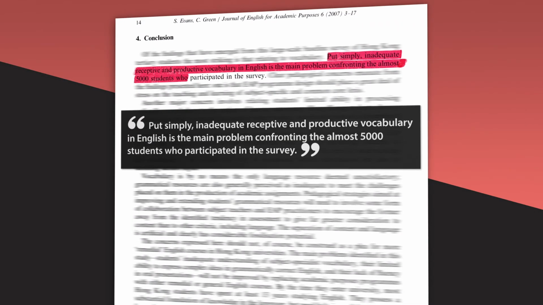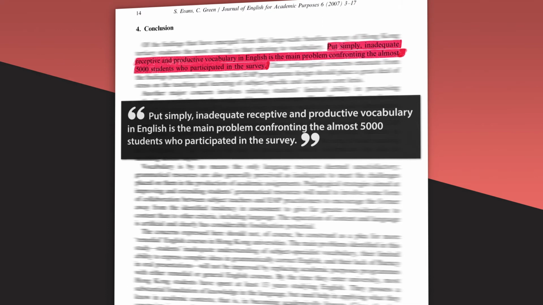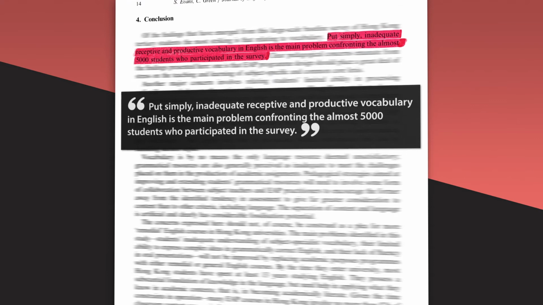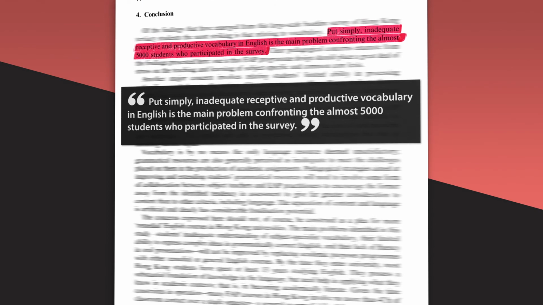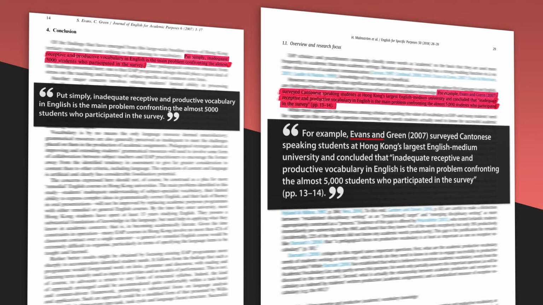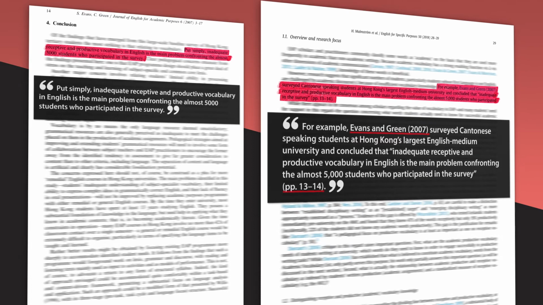Here, the claim reported from Evans and Green looked like this in their work. Put simply, inadequate receptive and productive vocabulary in English is the main problem confronting the almost 5,000 students who participated in the survey. When the reader can see what information comes from a source, which source, and whose words are being used, we can say that the writer has used sources transparently.